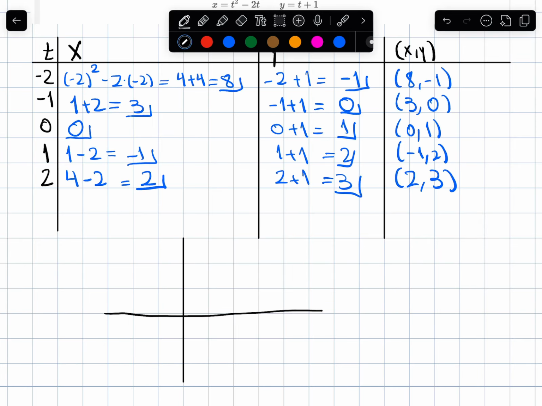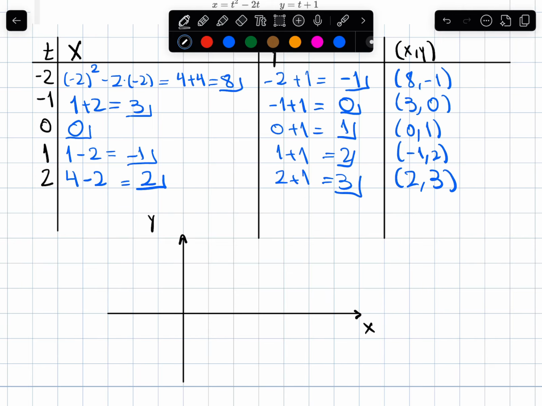Let me see if this is the right decision. My x's are going to vary from -1 to 8 actually, so I don't need a lot of space on the left. And my y's are going to vary from -1 to 3. Okay, so I think this is fine. Extend this a little bit further to the right, then expand it up or down. This is going to be my x and my y.